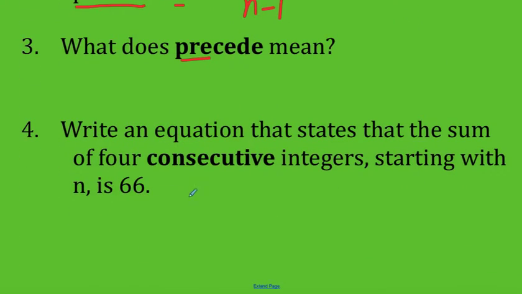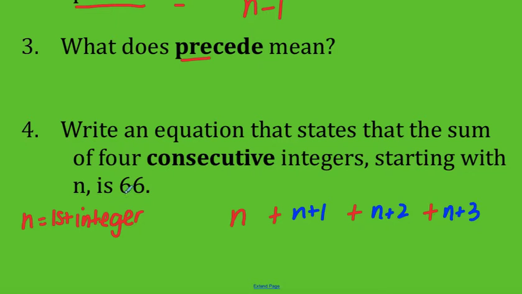Let's write an equation that states the sum of 4 consecutive integers starting with n is 66. So n is our first integer. We want the sum, so I know I'm going to be adding 4 things together. The first one's n, so the next consecutive integer would be n plus 1. The next one would be n plus 2. The next one would be n plus 3, and we want them to equal 66. So now we've just written an algebraic equation relating 4 consecutive integers.